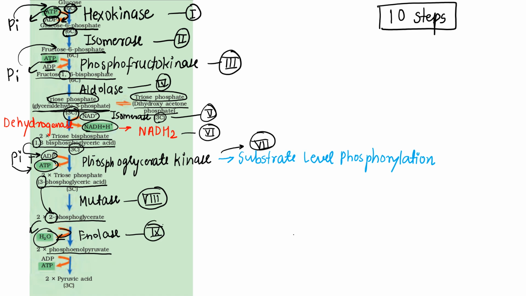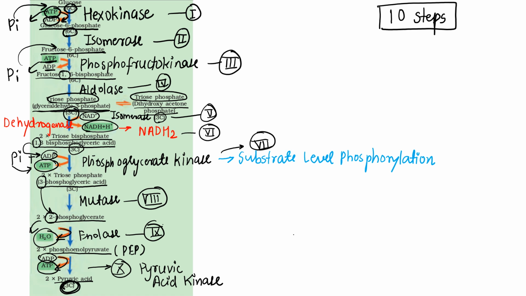And the last 10th step is phosphoenol pyruvate, also called PEP, gets converted to pyruvic acid, the final key product of glycolysis. Here also ADP gets converted to ATP, that is ATP is produced. This is the 10th step and the enzyme here is pyruvic acid kinase.